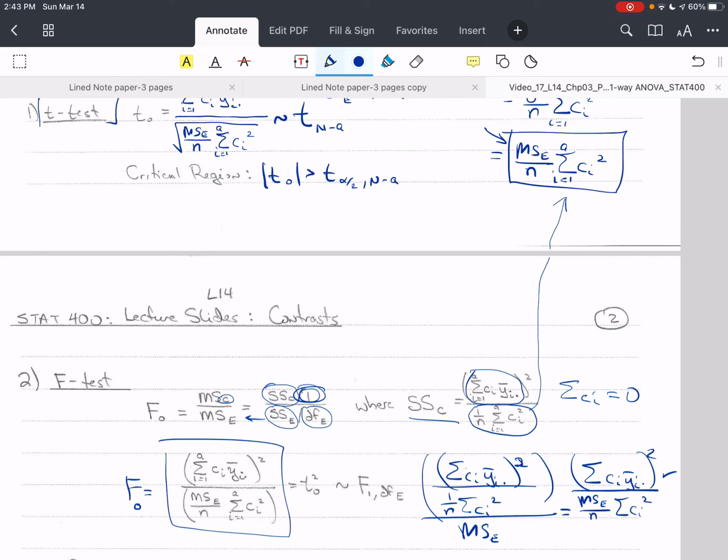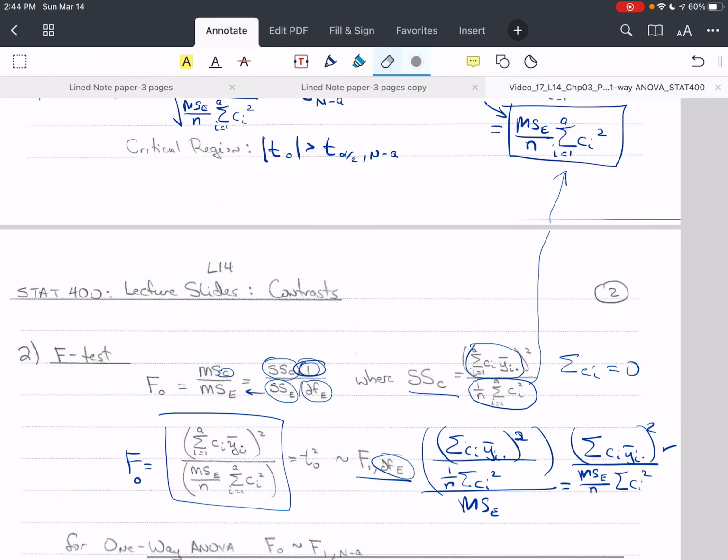And so we have 1 degree of freedom in the numerator, and n minus a in the denominator, in this case the degrees of freedom of the error. So that's an F statistic with 1 degree of freedom in the numerator and something else in the denominator. That means it's the square of a t naught, and t naught has a t distribution with DFE degrees of freedom. And so 1 for the numerator, and whatever t has as its degrees of freedom, that's the degrees of freedom in the denominator. All right, so you should remember that from our transformations that we talked about in chapter 2.